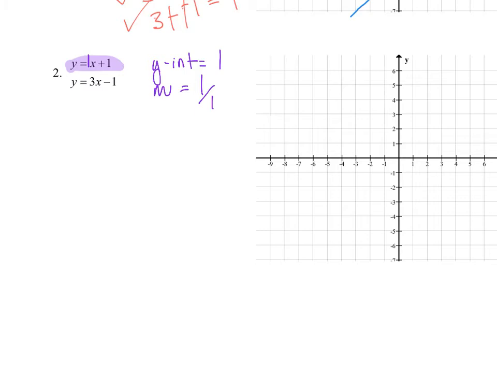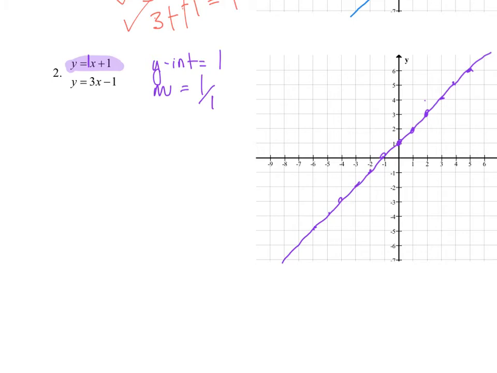So we're going to go over and plot this. We have a 1 on the y-axis and a slope of 1. So we go up 1 over 1, up 1 over 1, etc. And we can make this line. Alrighty. I'm going slow so I can be fairly accurate.